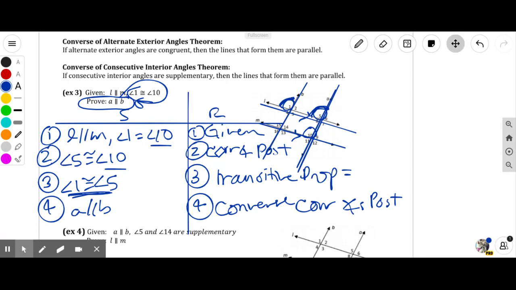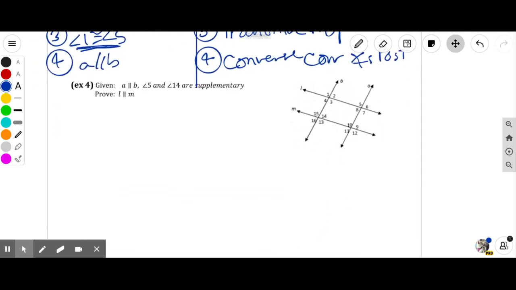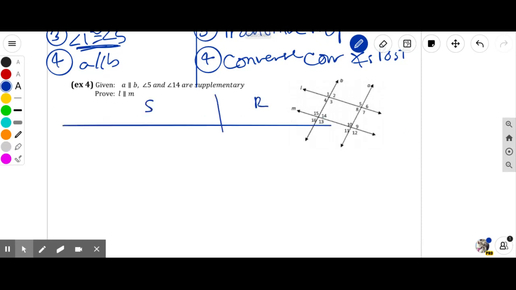The second example has to do with supplementary angles. I wanted to do like one of each kind. So the last one, let's set it up. This one can be done in a few different ways. Same thing with actually most proofs. They can usually be done in multiple ways.